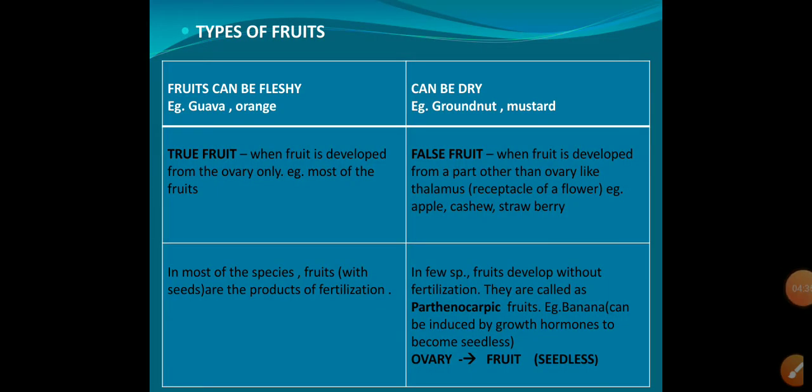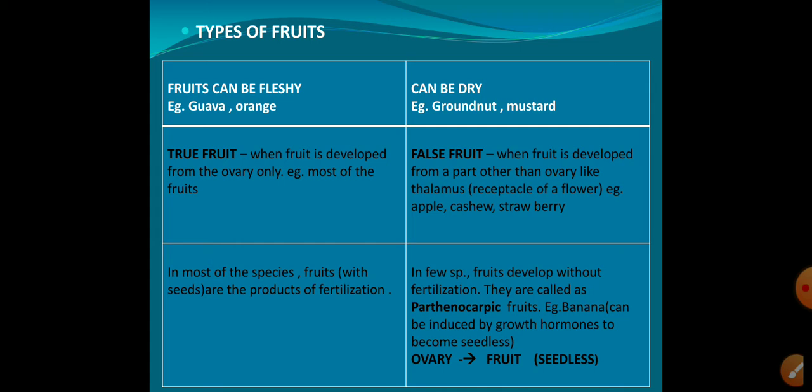So now let's see about fruits. As ovules mature into seeds, the ovary develops into a fruit. That is, the transformation of ovules into seeds and ovary into fruit proceeds simultaneously. Both will happen simultaneously. Okay, so based on how the fruits are going to get developed, you have some types here. So I mentioned here the types.